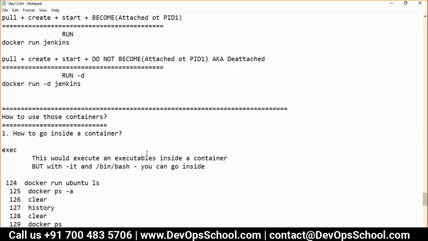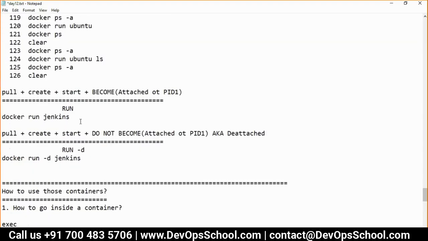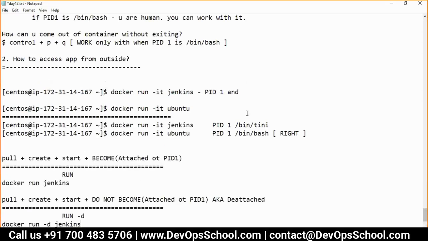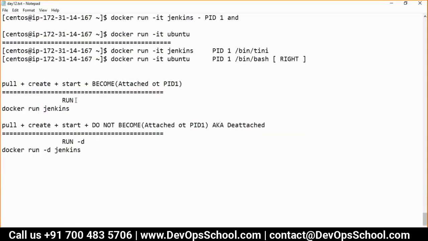Okay, let's understand this way. Look at this. First, forget about the rest of the command. Understand the behavior of run. What is it doing?